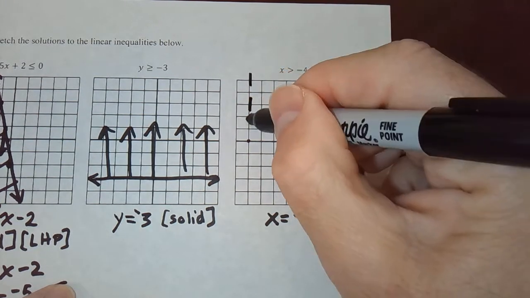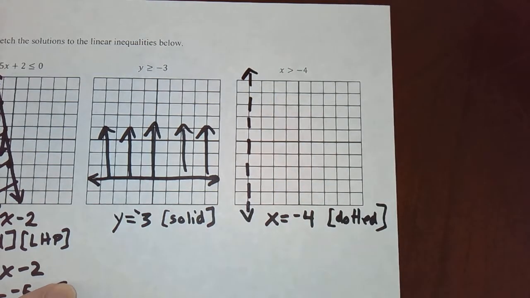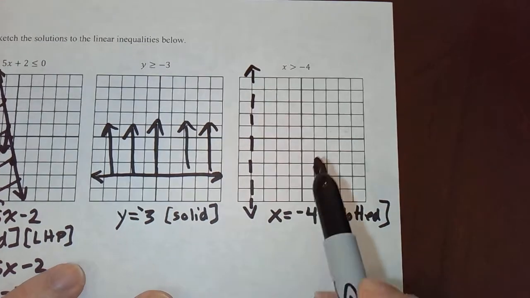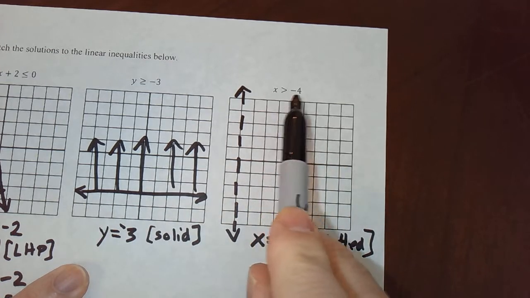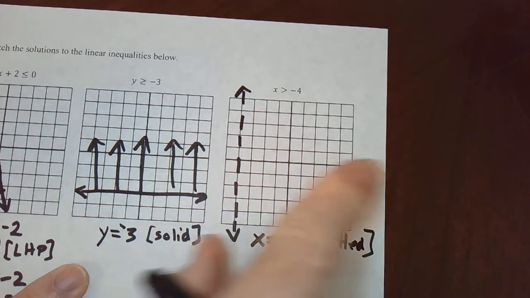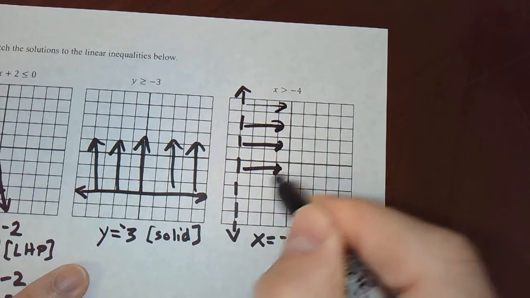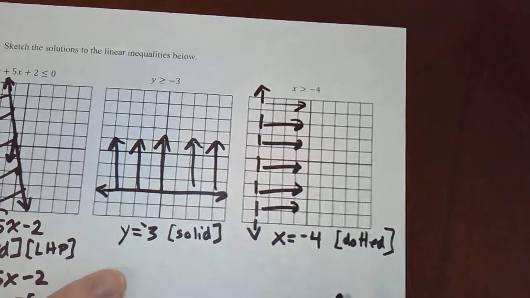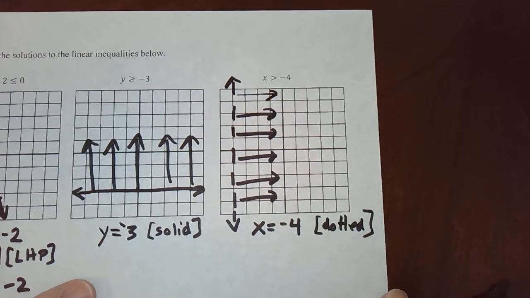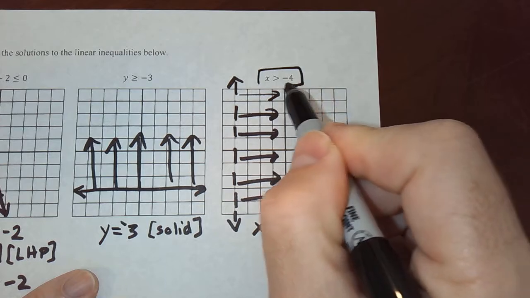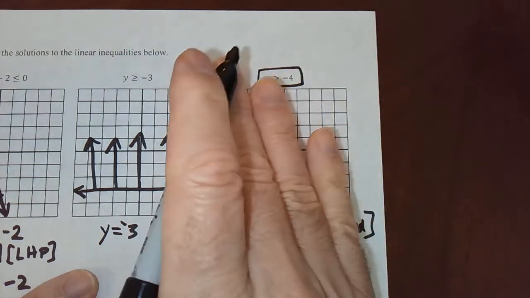So that's the line. And it's probably what you think. X, remember, tells you left and right. If it's greater than, you have to go to the right. So we're going to shade the right region. So there is no upper half plane and no lower half plane when you're dealing with a vertical line. It's only left and right. It's a very, very special case. Just remember, anytime you have an inequality just with x, it's going to be a vertical line, and then you shade either the left or the right.